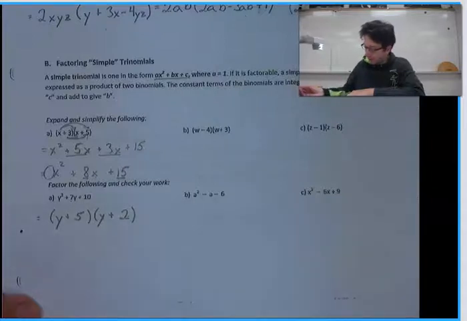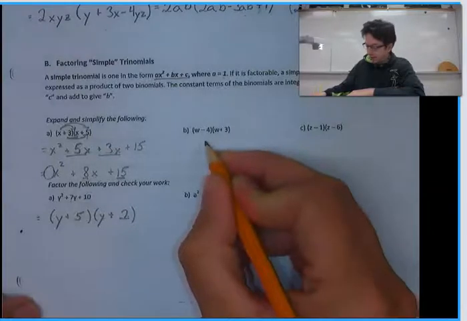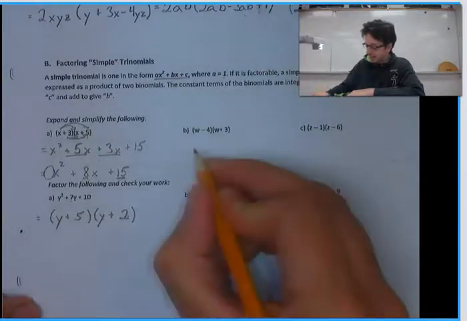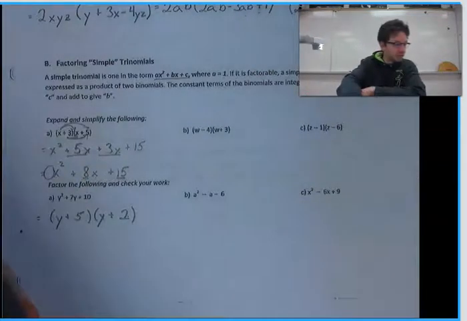Okay, so I'm going to give you 5 minutes or so, and I want you to try expanding and simplifying B and C here and factoring these two trinomials here. Let me know if you have a question.